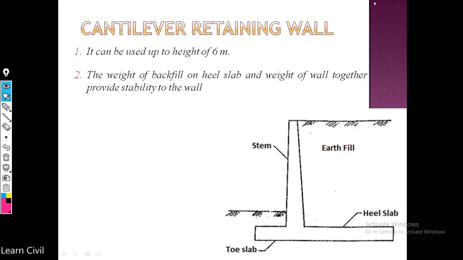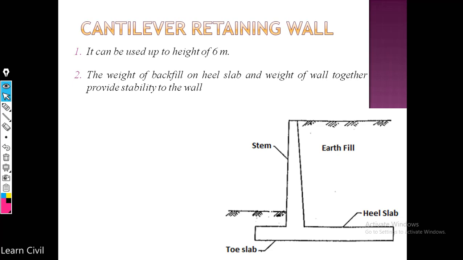This type of retaining wall can be used up to a height of 6 meters. It can be used for heights more than 6 meters, but it becomes uneconomical, and other options of retaining walls are available. So we can go for another option of retaining wall.